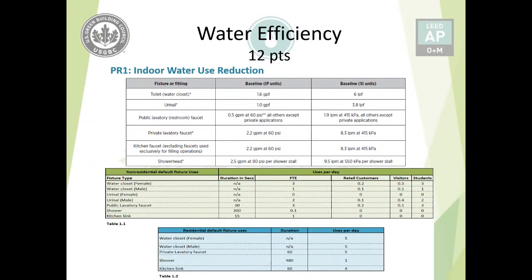Retail customers are a certain percentage of FTEs. Visitors also a certain percentage, students are equal to FTE. So this is how you calculate based on the number of closets, how many people you have, and what is the time frame that they use the fixture for. And we have a similar sort of concept in the residential units. The above one is for the commercial units and the below one is for the residential units. So this is how you calculate your design, and then you have to calculate your actual usage of fixtures.